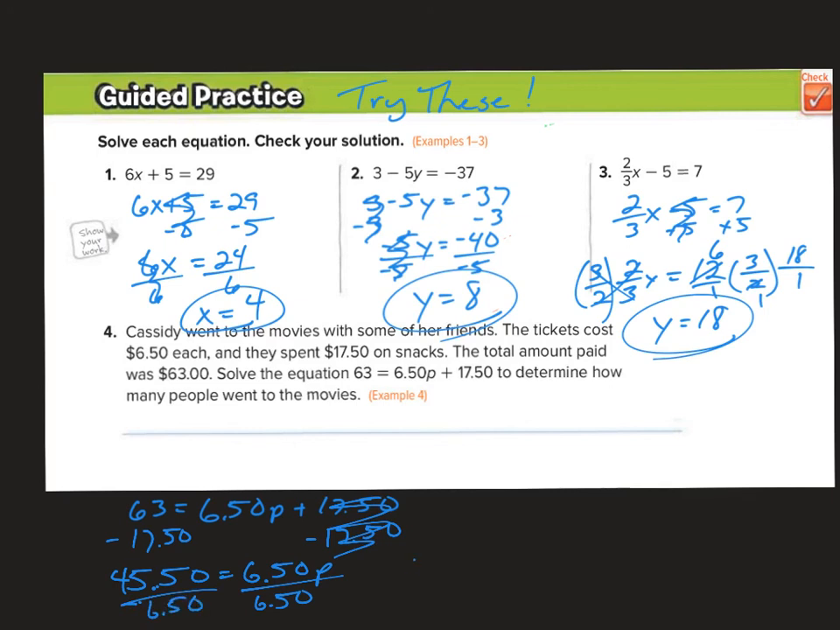And my solution is 7. So p equals 7 is my final answer. And I can say 7 people went to the movies.